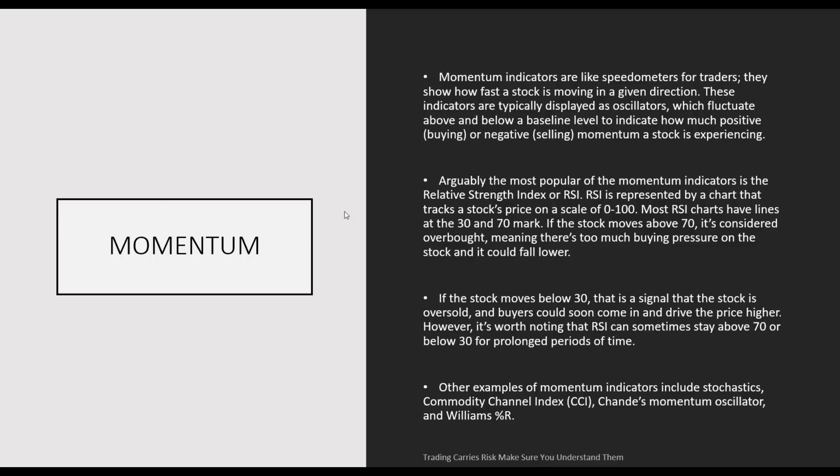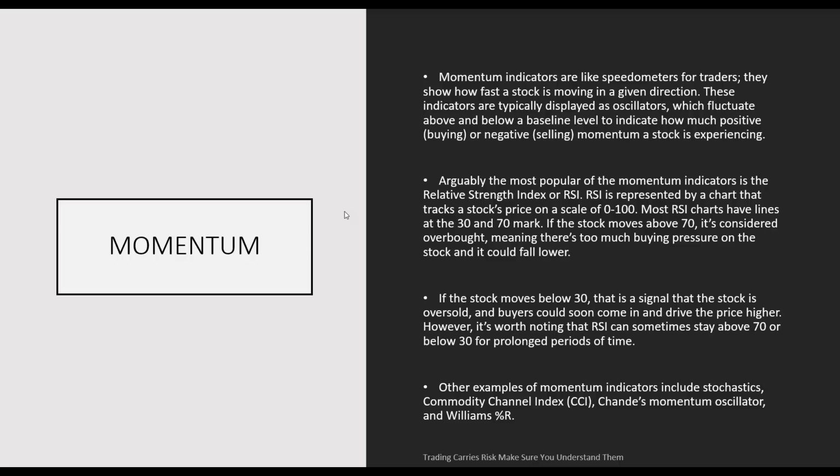Then there's a third type of indicator called momentum indicators. Momentum indicators are very important because they're like speedometers for traders. They show how fast an asset is moving in a given direction. These indicators are typically displayed as what we call oscillators, which fluctuate above and below a baseline. For instance, RSI and stochastics, no matter what mathematical calculation you use, come in between 0 and 100, and they're plotted on a chart between 0 and 100. There's a range over 70 or under 30 that is considered overbought and oversold.